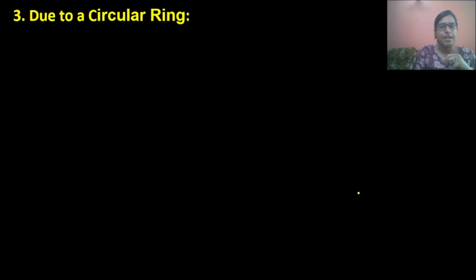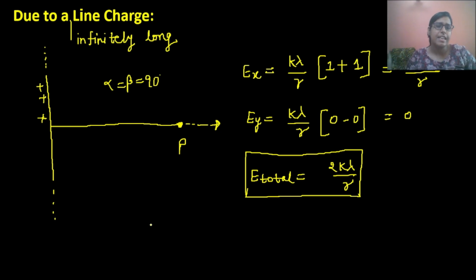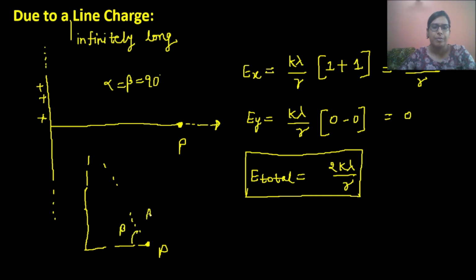Now before going to the circular ring, we will see the electric field due to a semi-infinite line charge. Suppose this is a line charge which is infinitely long, but we want to calculate the field at one end. What will be the value of beta? Beta was this angle. Beta will be 90 degrees because this is infinitely long.